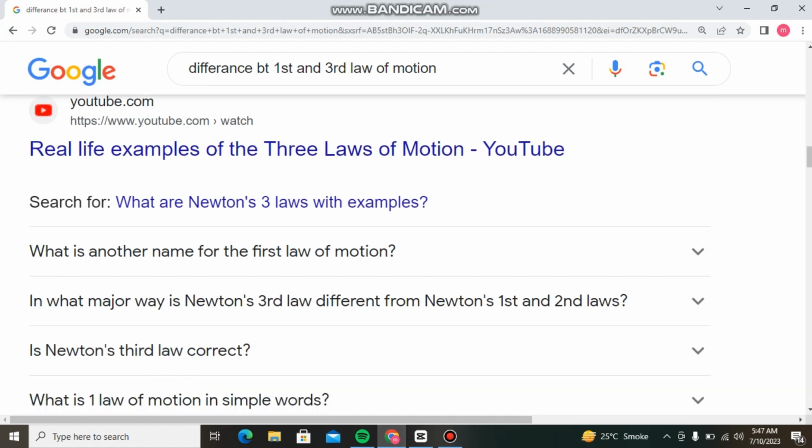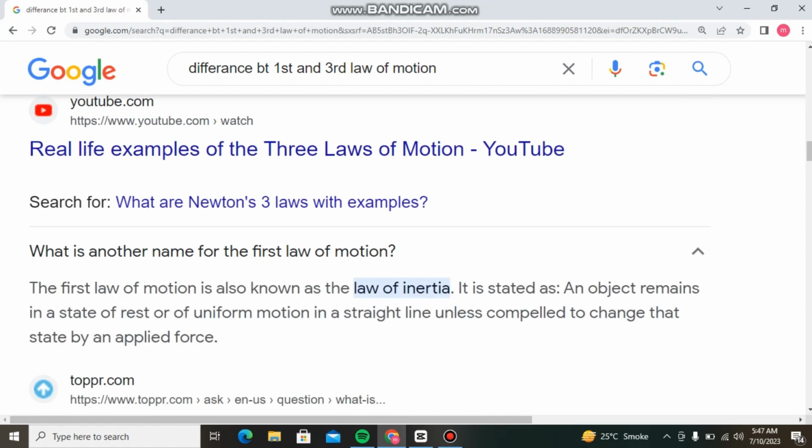What is another name of the first law of motion? The first law of motion is also known as the law of inertia. It is stated as: an object remains in a state of rest or uniform motion in a straight line unless compelled to change its state by an applied force.